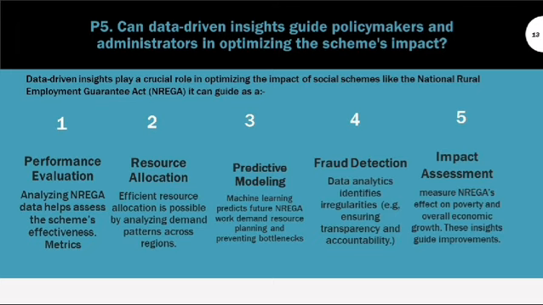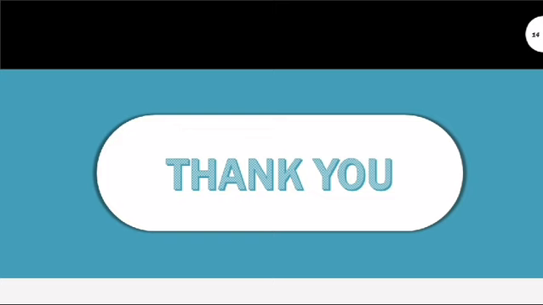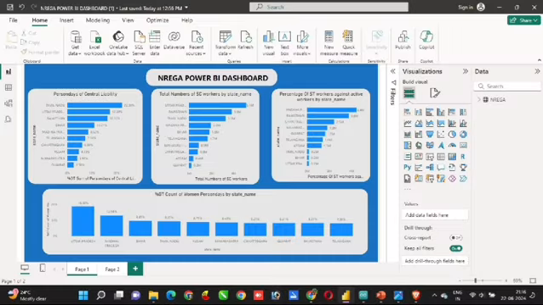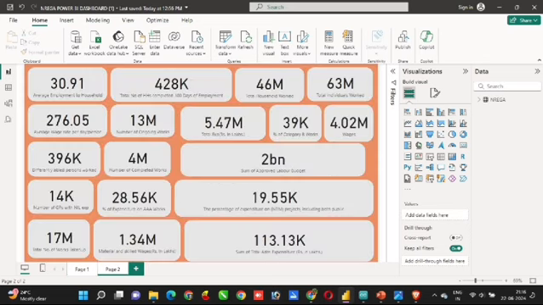So that's all about the PPT presentation. Now we can see the final outcome for the Power BI. And here I have the two sheets which I have done.